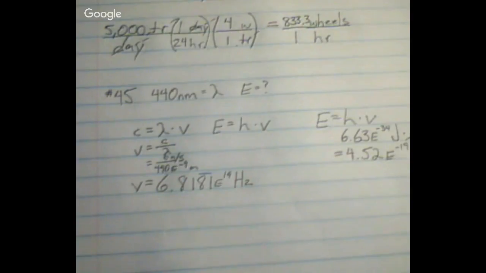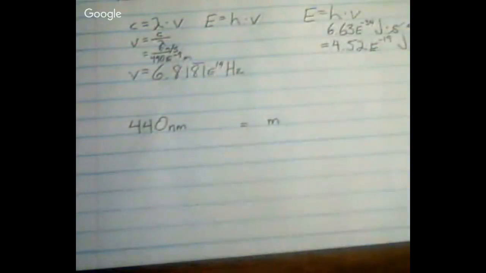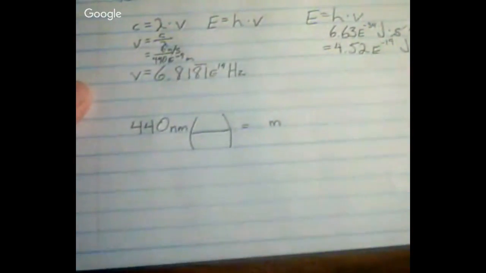Okay, yep, let's do it. So that one step where we have 440 nanometers, and we want to turn that into meters. How do we do that? This is just going to be a dimensional analysis problem. Probably only one step. There's multiple ways to do this, but I would probably do only one step here.